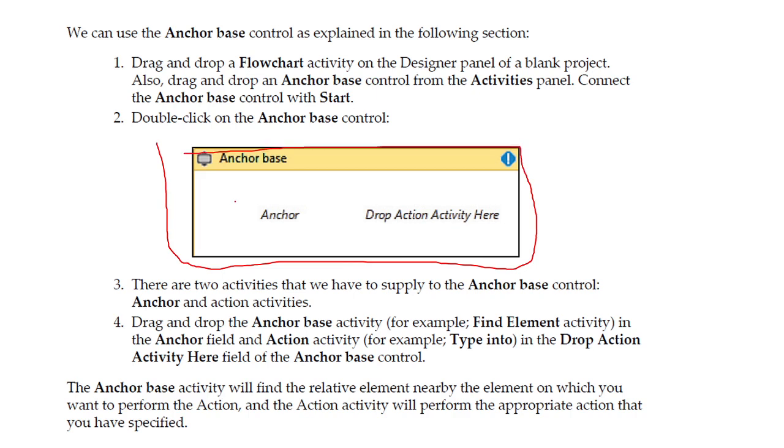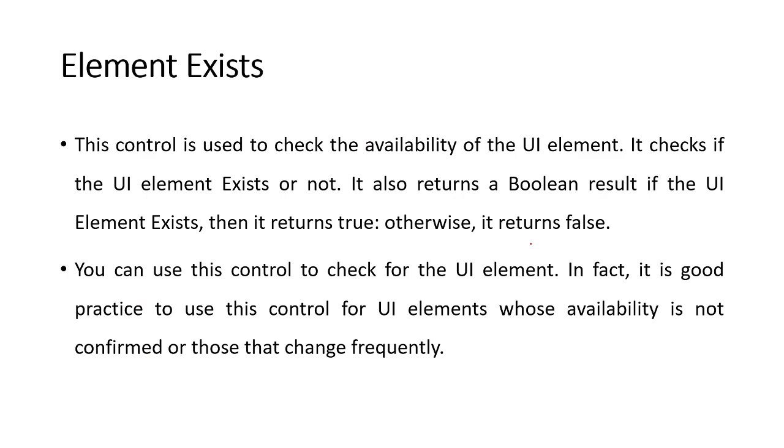According to the diagram, you can find that Anchor Base comes with two activities. One is Anchor and the other is the Do action activity. This part is used to find a relative element, and this activity is used to perform an action on the target element. Clear? I will explain this better with an example in a few seconds.